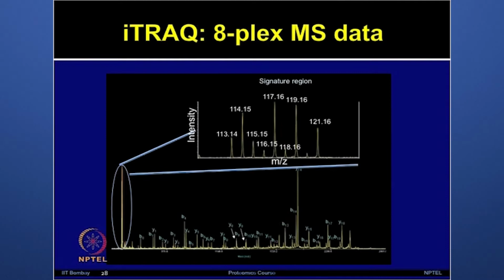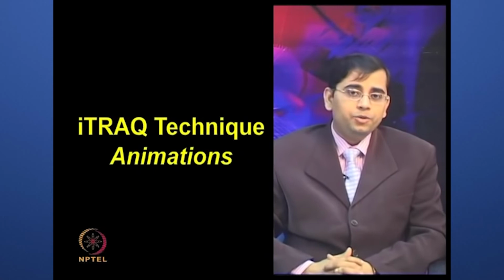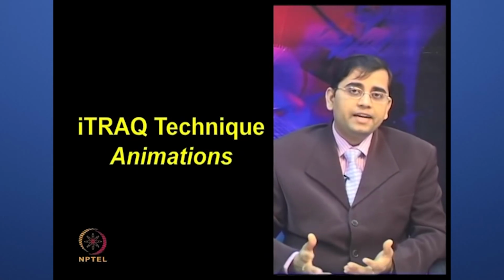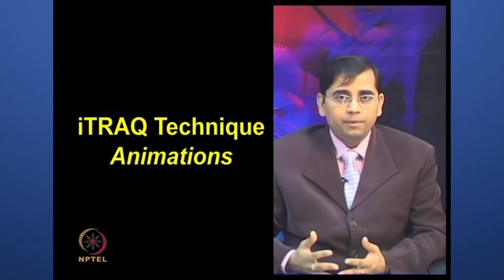In the MS/MS spectrum, we are now showing the reporter region signature of an 8-plex iTRAQ reagent, showing 113.14, 114.15, 115.15, 116.15, 117.16, 118.16, 119.16 and 121.16 reporter ions. I will now describe the overall iTRAQ technique by showing you an animation.